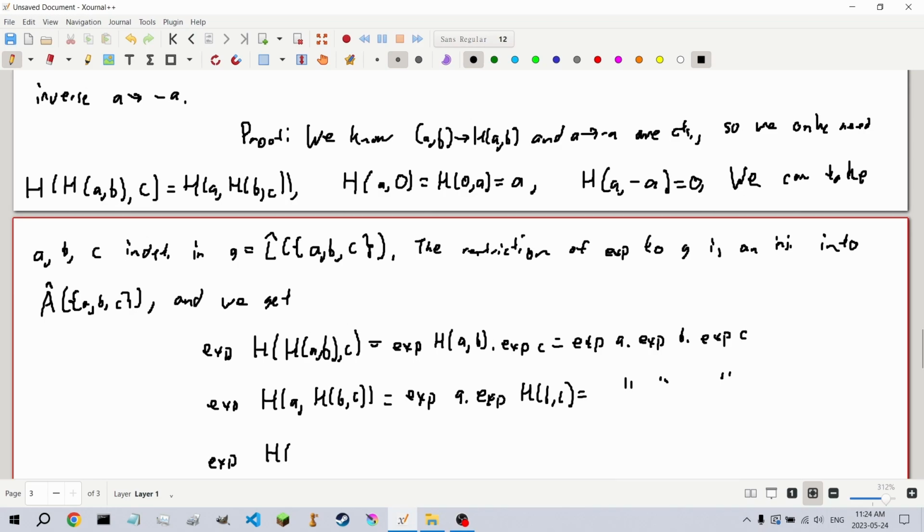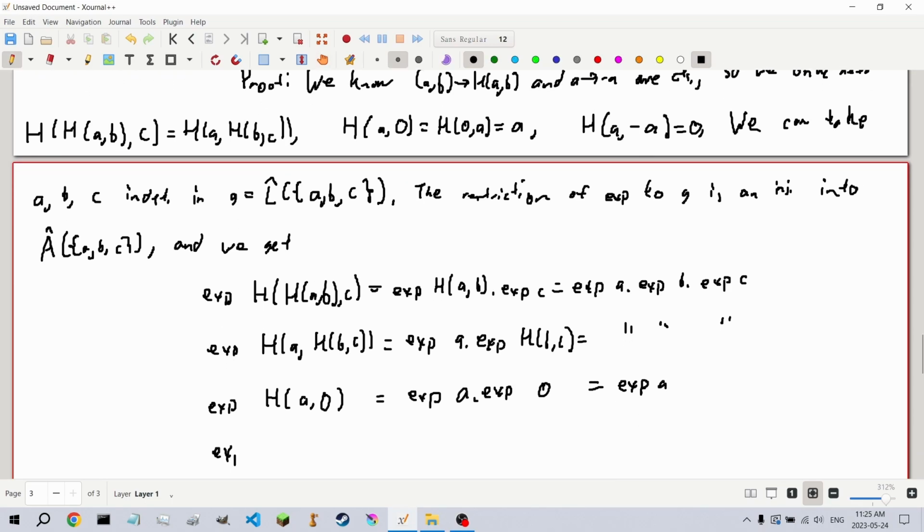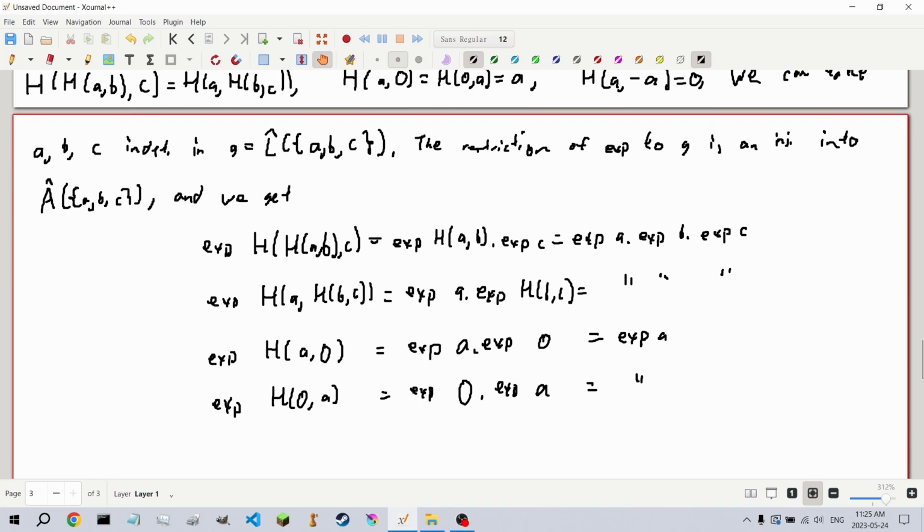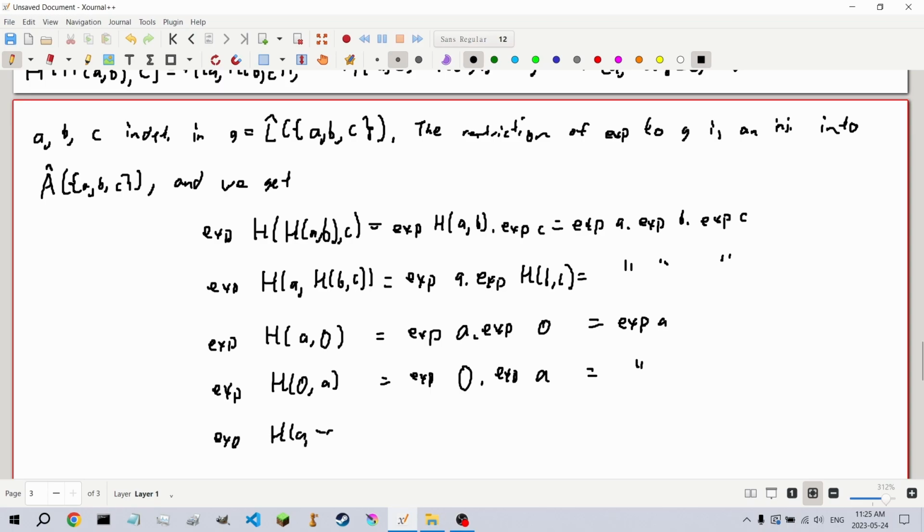The exponential of h of A and 0 is the exponential of A times the exponential of 0, which is the exponential of A, and likewise the exponential of h of 0 and A is the exponential of 0 times the exponential of A, which is the same as the above. And the exponential of h of A and negative A is the exponential of A times the exponential of negative A, is the exponential of A minus A, is the exponential of 0, which gives our relations.